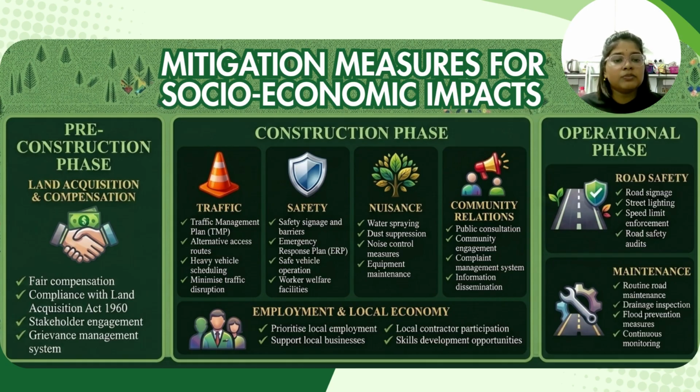Second is safety management. Safety is a priority throughout the construction. This includes installing safety signage and barriers, implementing an emergency response plan (ERP), ensuring safe vehicle operation, and providing welfare facilities for the workers. Third is nuisance control. To reduce the environmental disturbances, water spraying is carried out for dust suppression, noise control measures are implemented, and construction equipment is regularly maintained to minimize the pollution and disturbances.